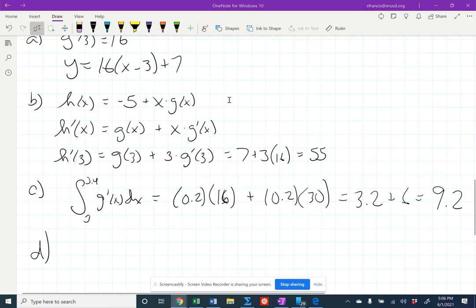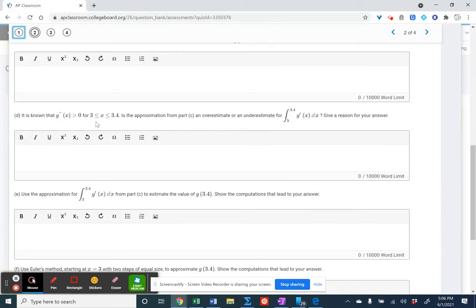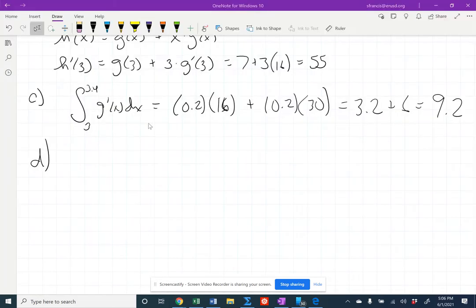Letter D. It is known that G double prime is positive between 3 and 4. Is the approximation for C an overestimate or an underestimate for that integral? Give a reason for your answer. A lot of you answered this with poor reasoning or incorrectly because you have to do this not from a tangent line perspective, but from a rectangular perspective. We're using left-hand endpoints.